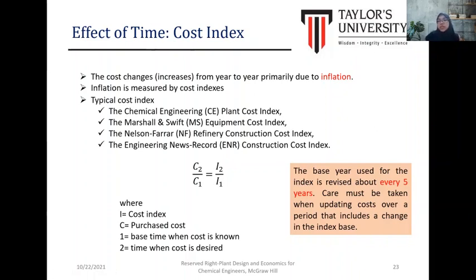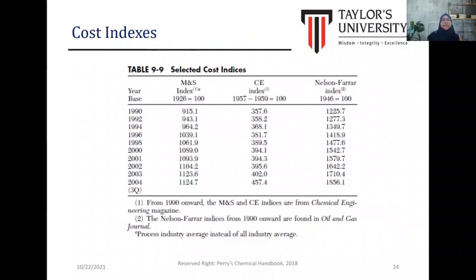The cost index is usually revised every 5 years to ensure we have updated costs to compare with. These are examples of the cost index, until 2004. So in your design, you should refer to the latest cost index. We have the values of the cost index based on M&S, CE, and Nelson-Farrar, so you may choose any one to refer to.